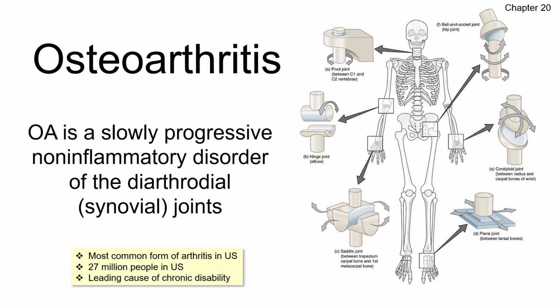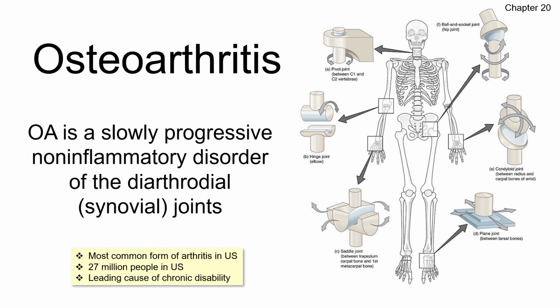So what is it? This is a slowly progressive condition. Progressive means it's going to worsen over time. It's slow, so you're not going to wake up one day and have osteoarthritis. It's going to go slow over time. And it's considered a non-inflammatory disorder, so we're not going to have all of those hallmark signs and symptoms of inflammation. And this affects our diarthrodial or synovial joints.